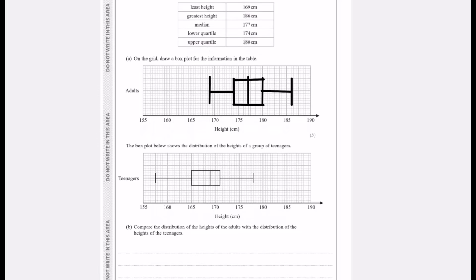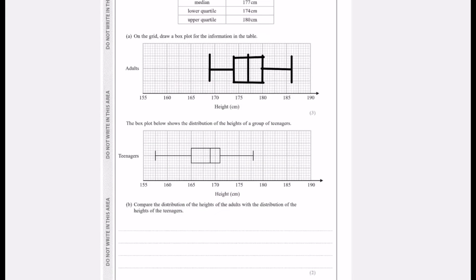And then we've got a box plot for a group of teenagers, and we need to compare the distribution of the heights of adults with the heights of teenagers. So we need to compare the median. So we can say the median is greater for the adults. And be careful to say it in context. So we have to say the median height. We can't just say the median is bigger. We need to say it in context of the question.